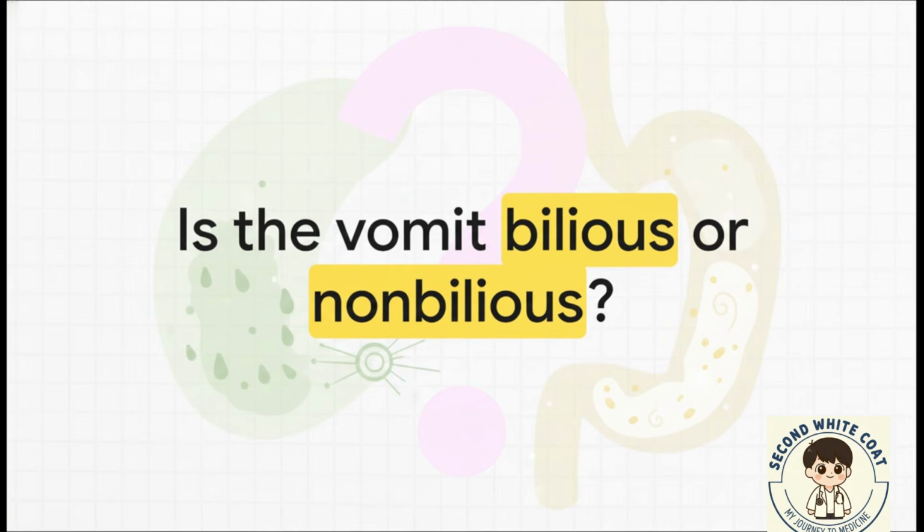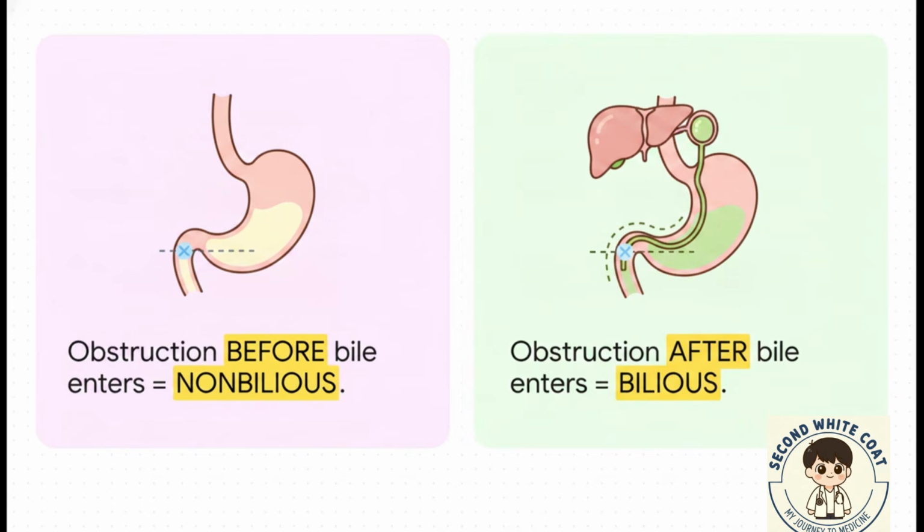And the reason we ask this all comes down to knowing exactly where bile enters the gastrointestinal tract. You see, bile dumps into the GI tract at a very specific landmark. That's the major duodenal papilla, which is located right in the second portion of the duodenum. This single anatomical landmark perfectly splits our diagnostic tree right in half.